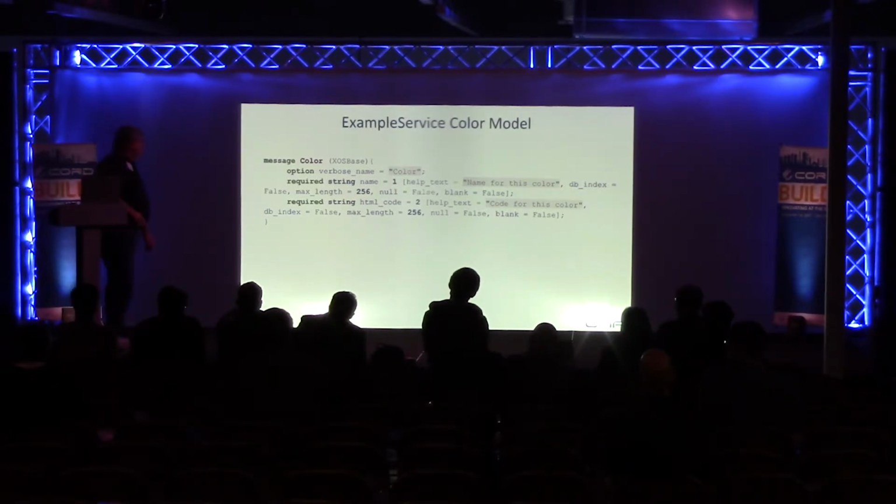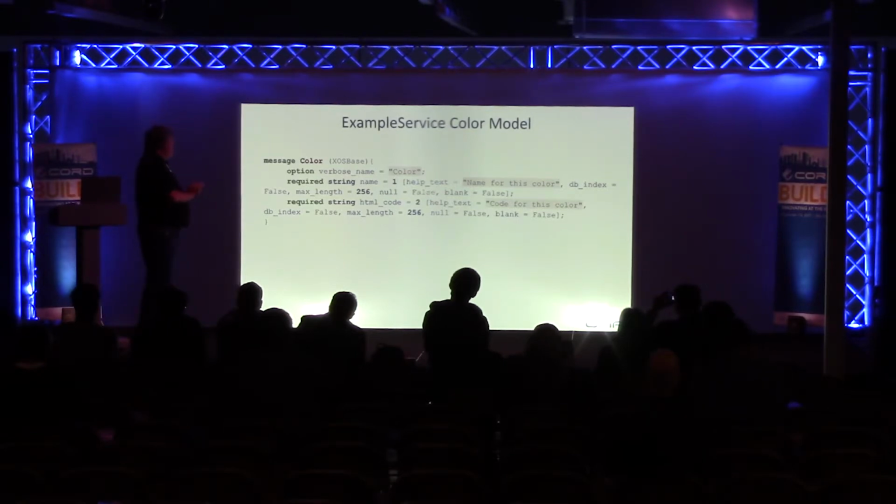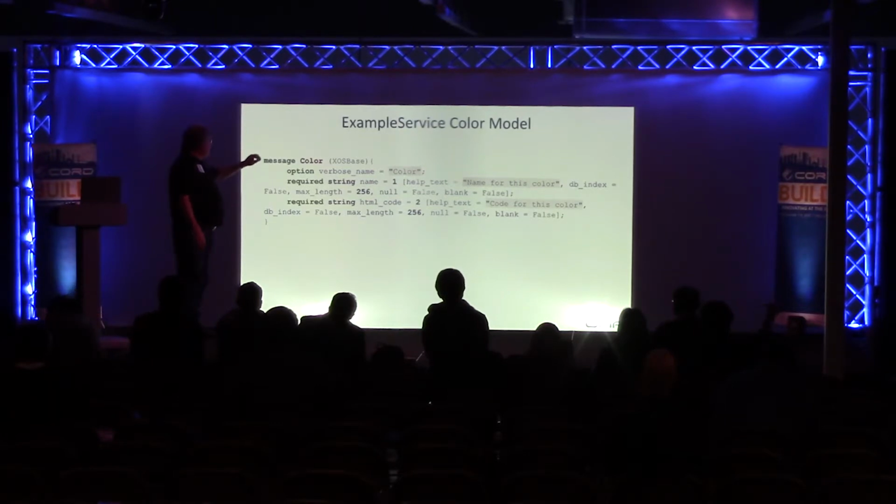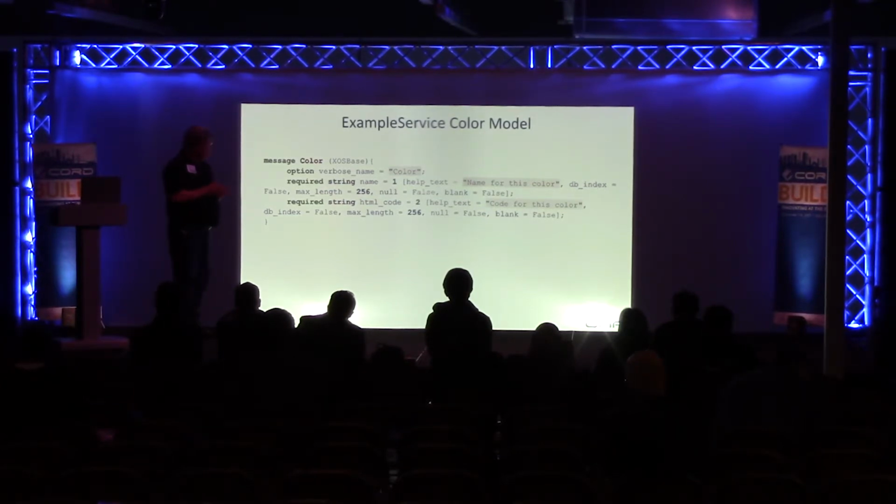So the next model we have is the color model. And this is same syntax as before. So we've got message. The name of the model is color. It's going to inherit from a different model. It's going to inherit from the XOS base model instead of from the service model. XOS base is sort of our most basic model in XOS and includes lots of internal bookkeeping stuff.